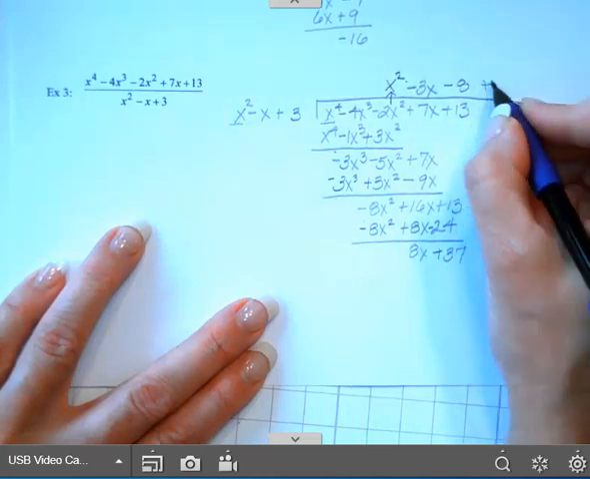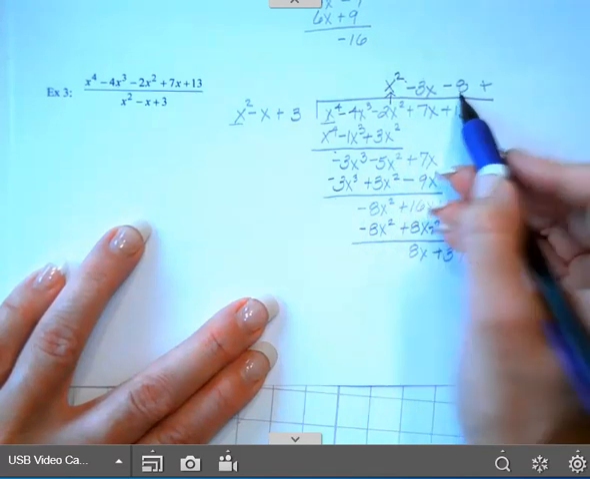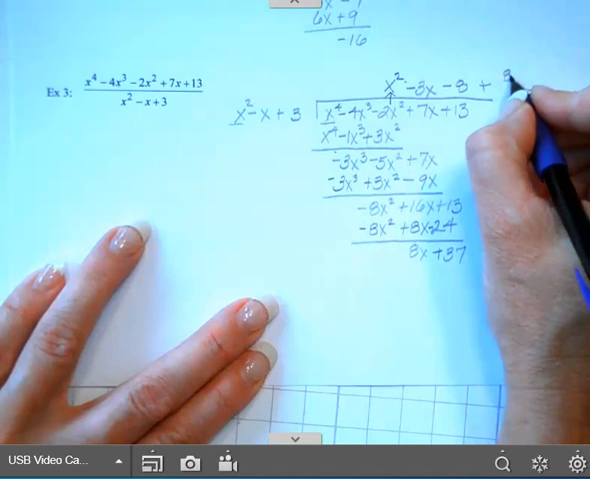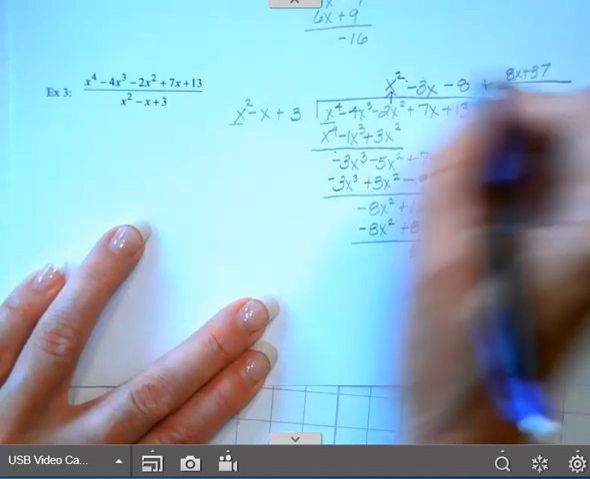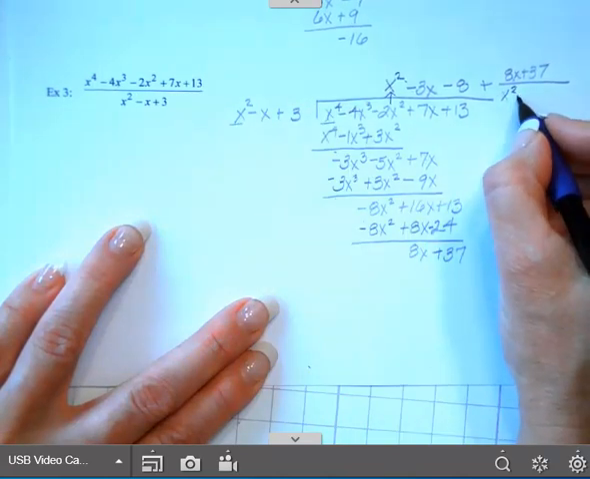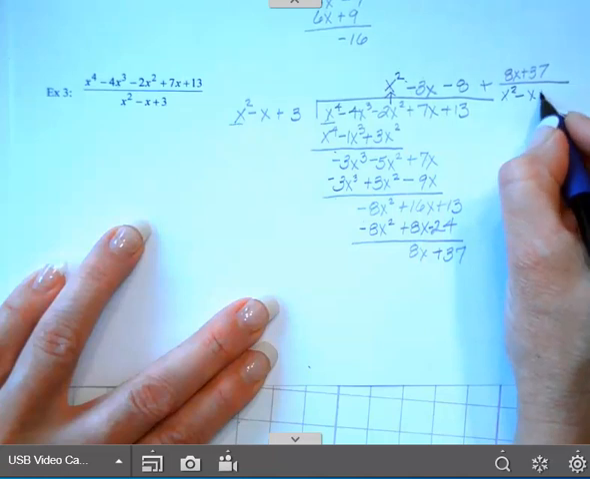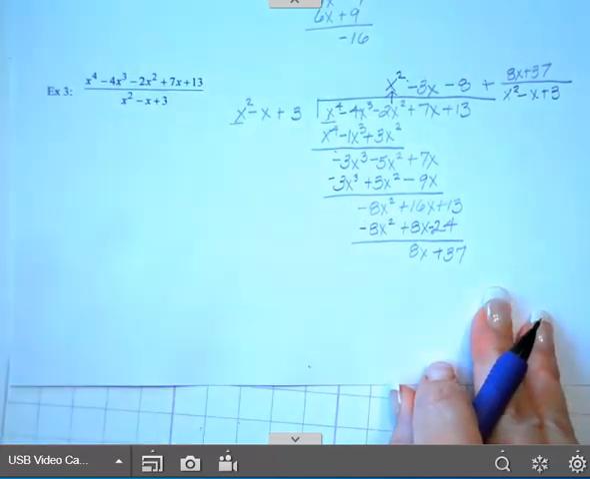And so my quotient was x squared minus 3x minus 8. And then I have a remainder of 8x plus 37. And you can go ahead and put that then over your divisor. So it did not go in evenly.